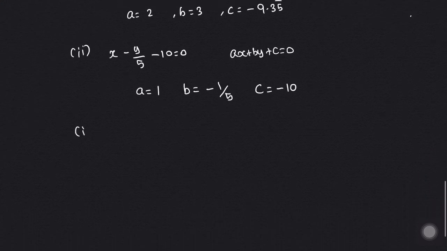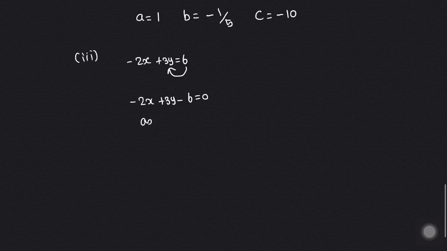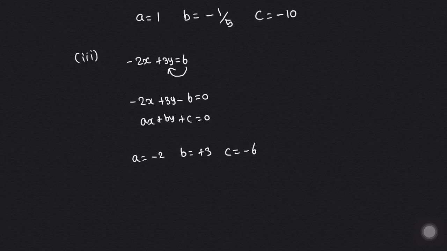Then the third equation: -2x + 3y = 6. But the general format always has everything on the left side, so -2x + 3y - 6 = 0. Comparing with the general equation ax + by + c = 0, a = -2, b = +3, and c = -6.